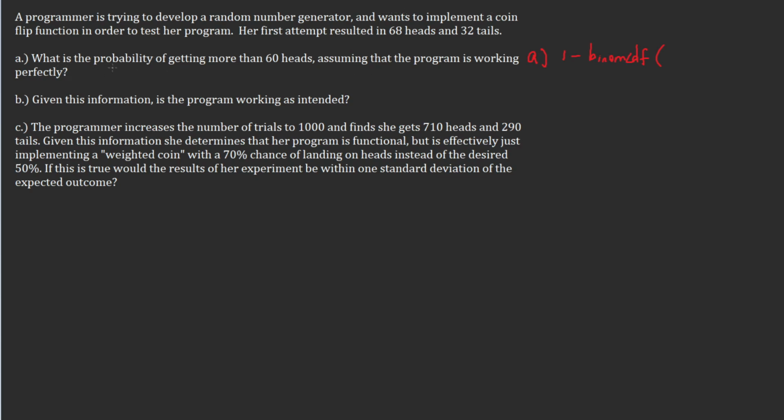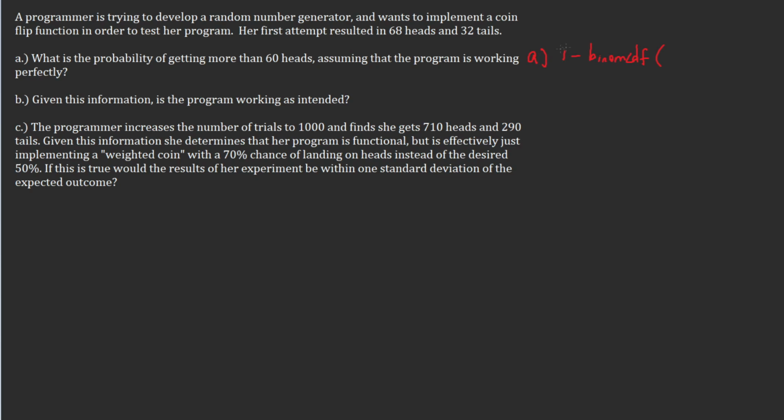But we're asked here, what is the probability of getting more than 60 heads? So we want to do 1, which would be the total probability if you add up all of the possible outcomes. And then we want to subtract the cumulative probability up to 60. And if we subtract off all of those possibilities, we'll be left with everything that's remaining.